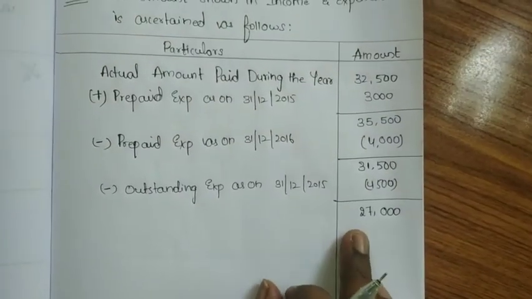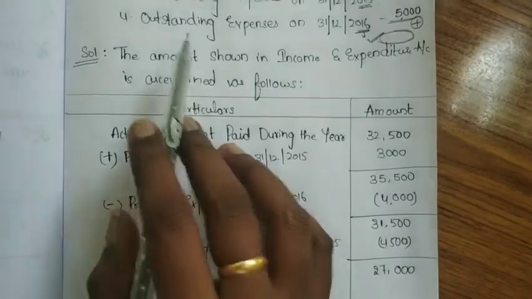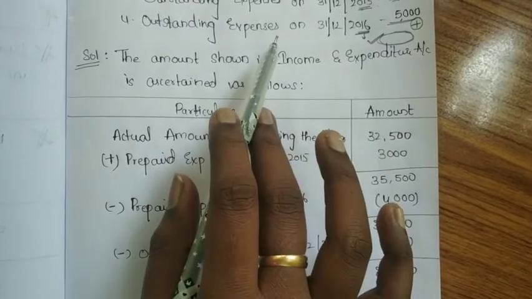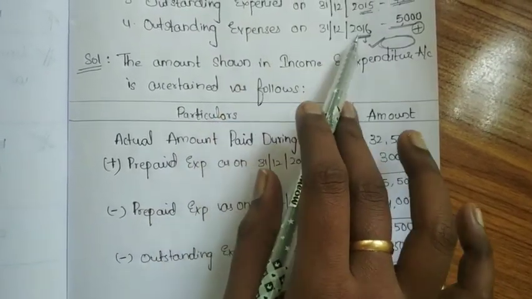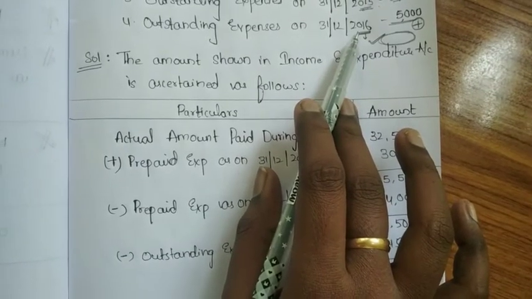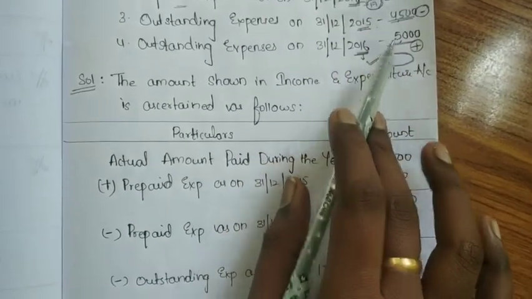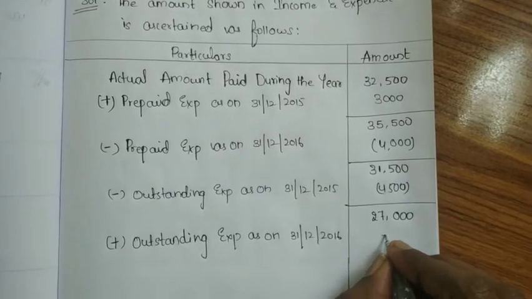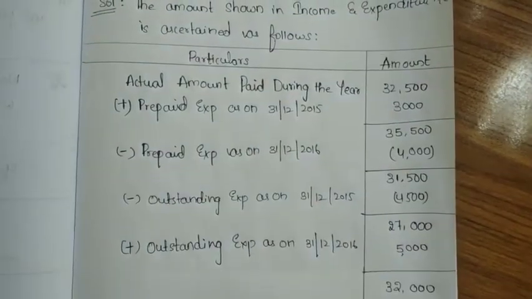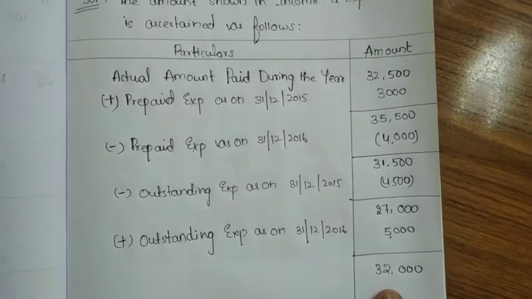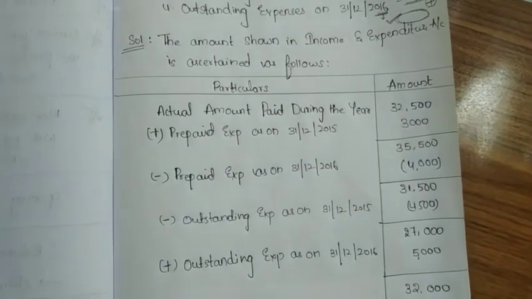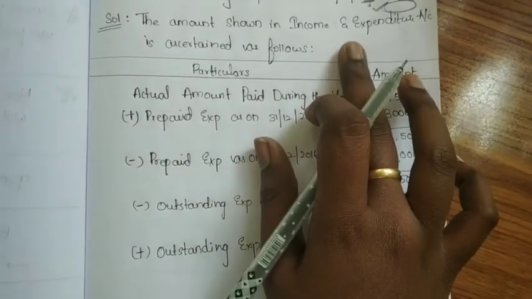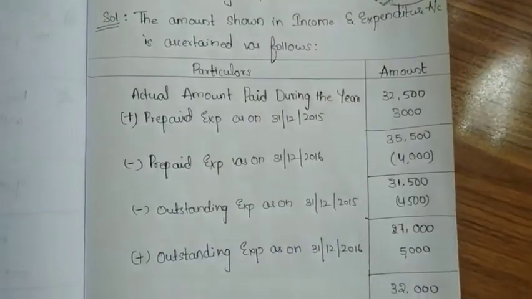See, I got a balance of 27,000, and see the last adjustment, outstanding expenses on 31/12/2016. The amount of the outstanding expenses relating to 2016 was paid. That means this expenditure is related to 2016. So this amount will be considered. See, what is the amount? 5,000. So add that 5,000. So we got a total of 32,000. If you look at the question, all the adjustments are done. That means the amount to be considered under income and expenditure account for the year 2016 is 32,000.